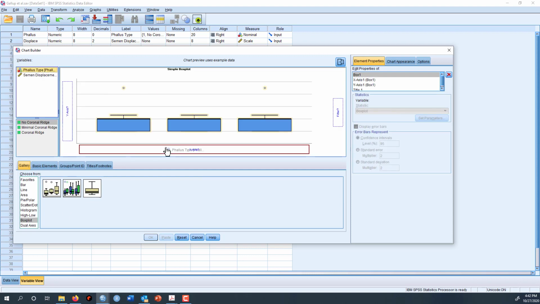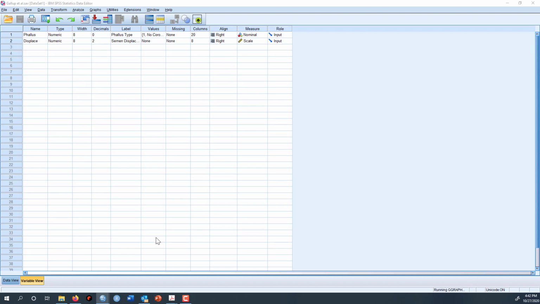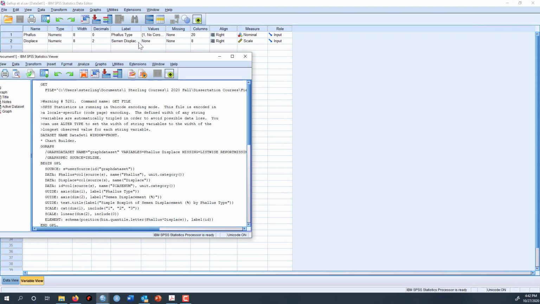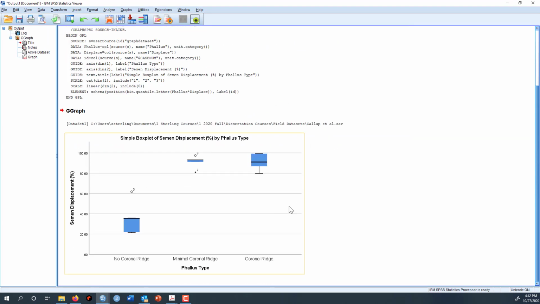And then the phallus type goes down here. There are 3 of them: no coronal ridge, minimal coronal ridge, and coronal ridge. And then on the y-axis, how much semen did they displace? And then hit OK. And that gives you this box plot, which doesn't look too good.